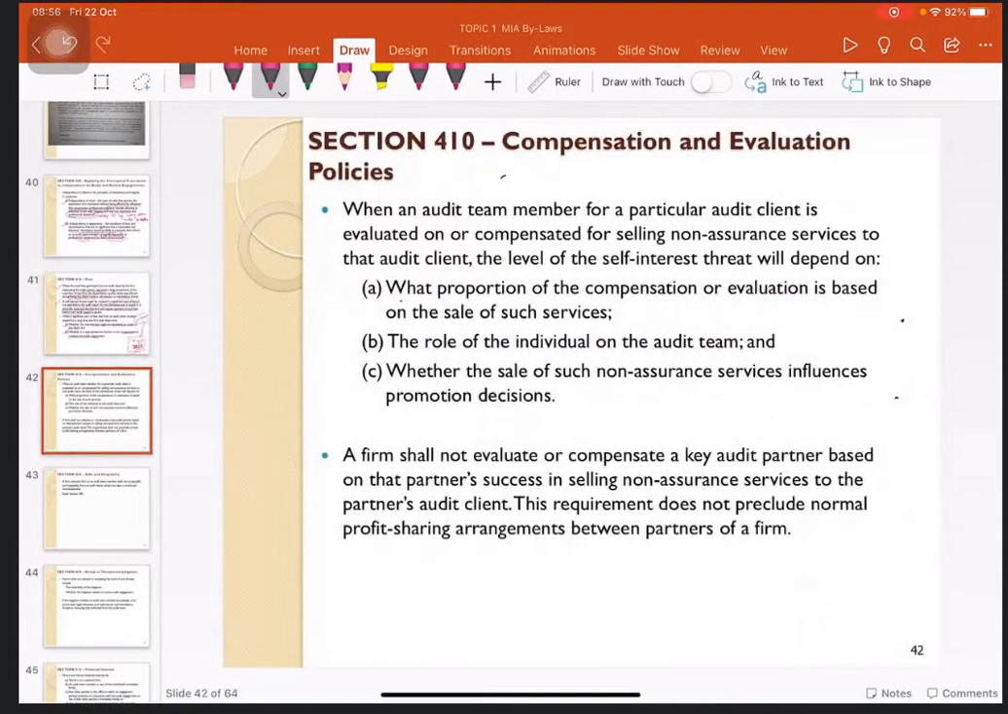So compensation and evaluation policy. This one kita akan cover detail dalam tajuk quality control later on, quality control dalam ISQC 1, okay. This one adalah within the audit firm. So you all baca dulu kelas.